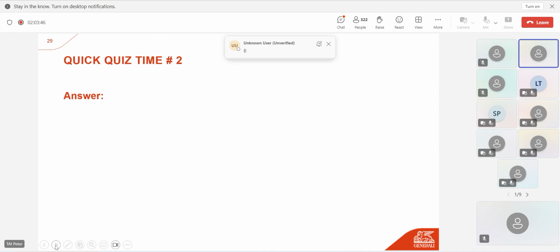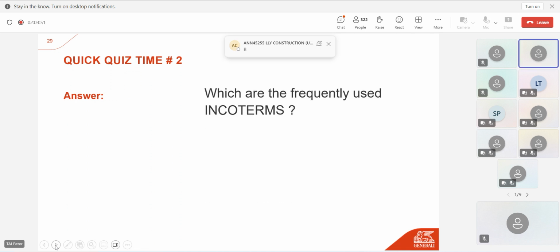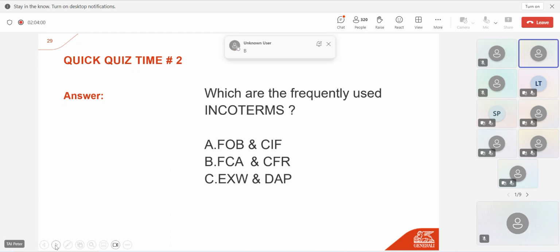Now, quick quiz time number 2. Which are the ones that are frequently used? FOB and CIF, FCA and CFR, EXW and DAP. Which are the ones? I mentioned this a few times just now. Okay, for question 2, mostly A, a few Cs, 1 B. Good job, everybody. That means you have been paying attention.